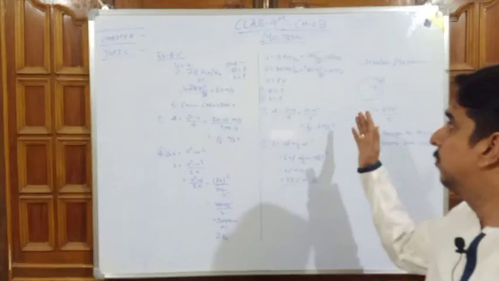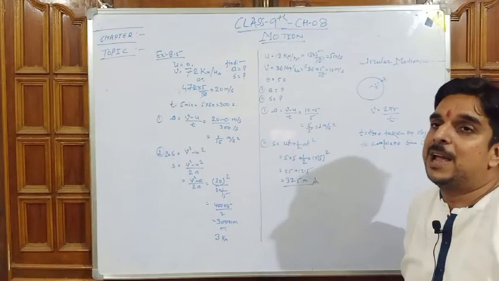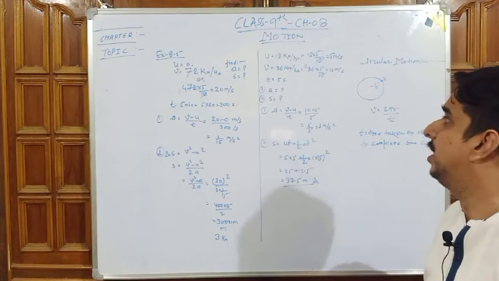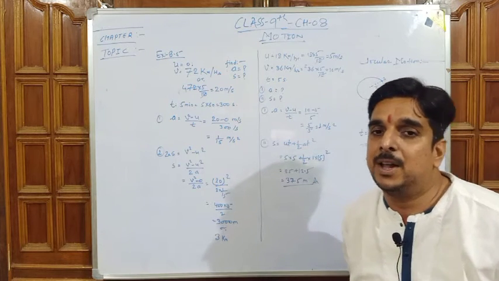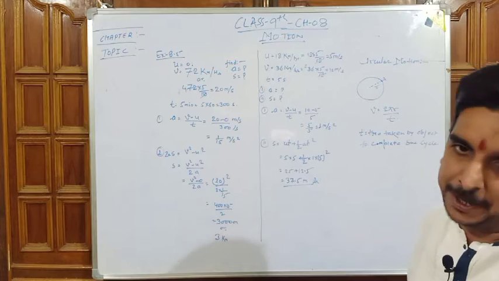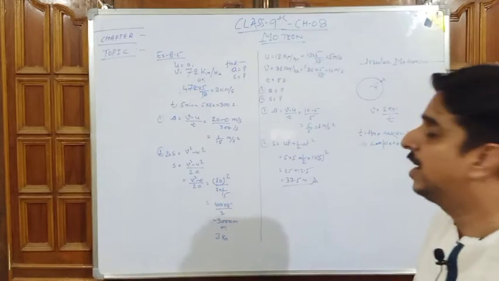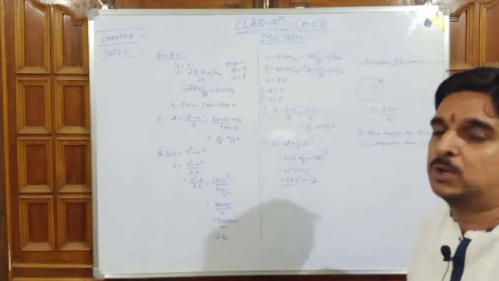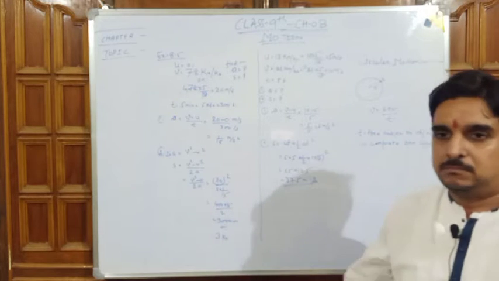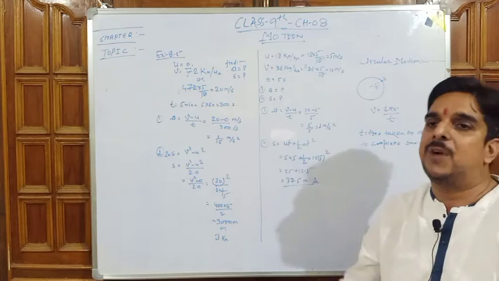Now we will move toward the second question, in which we have u is equal to 18 kilometer per hour, v is equal to 36 kilometer per hour, and time is equal to 5 seconds. Here again we have to find the value of a as well as the value of S, the total distance traveled between initial velocity and final velocity.